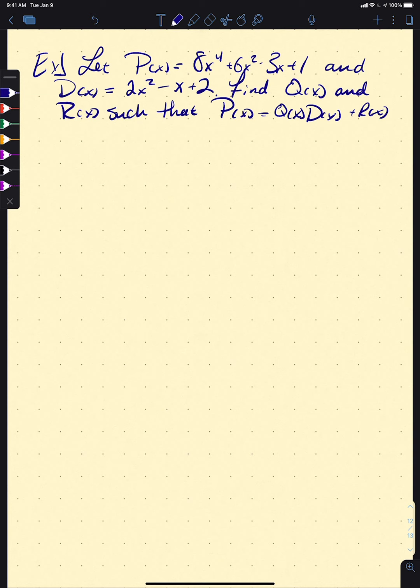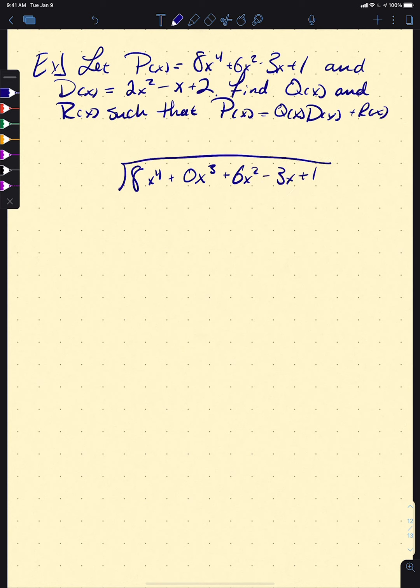So let's do this with our classic long division. We write our p of x in here. One thing that we want to do during this process is, all the terms that might have a 0 coefficient, we still want to write them. Okay. And then we're dividing this guy by 2x squared minus x plus 2. Okay, so the first question, as I said before, is what do we need to multiply this by in order to cancel this 8x to the fourth?